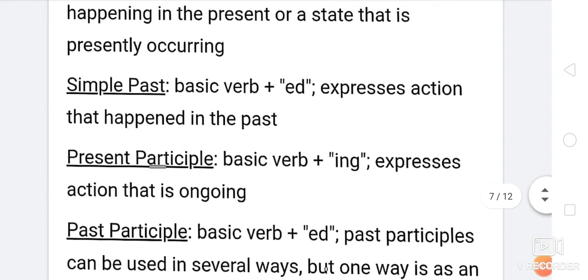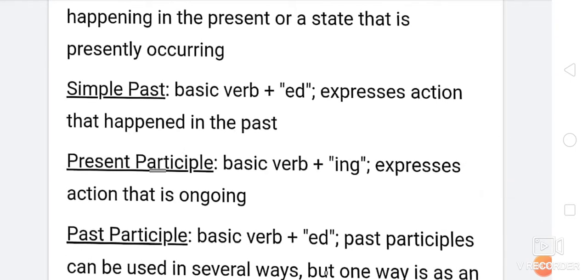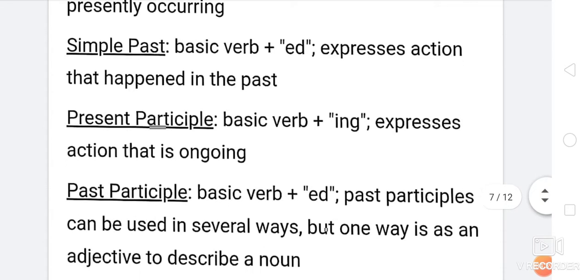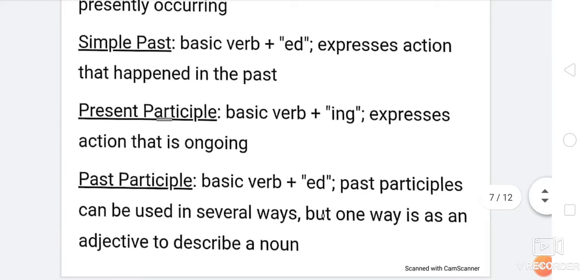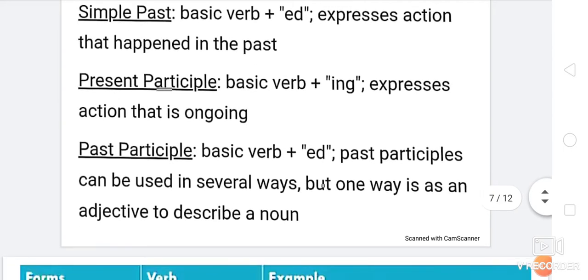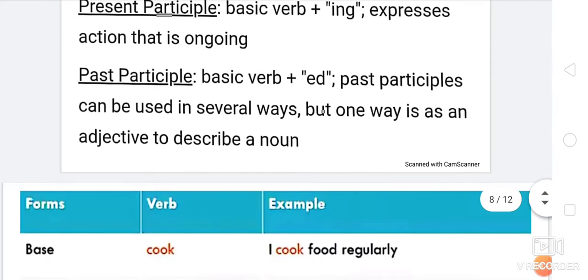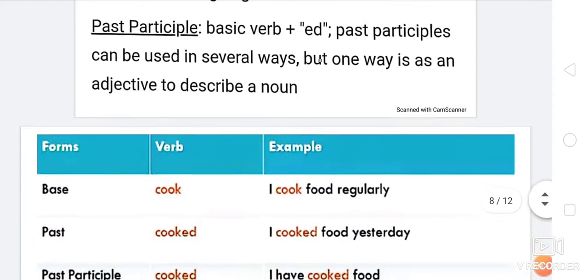What is the present participle? Basic verb plus ing. It expresses ongoing actions. Past participles are also the basic form of the verb followed by ed. So let us see one sentence example here.